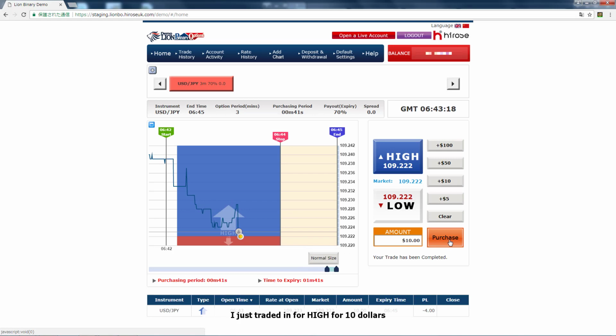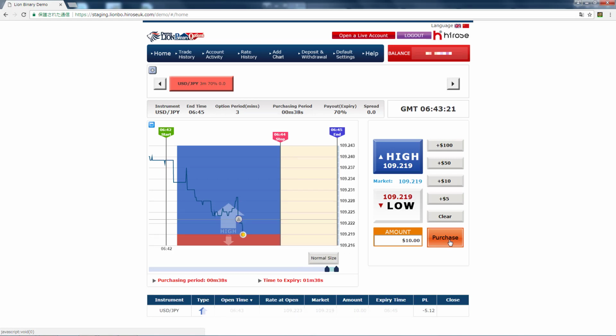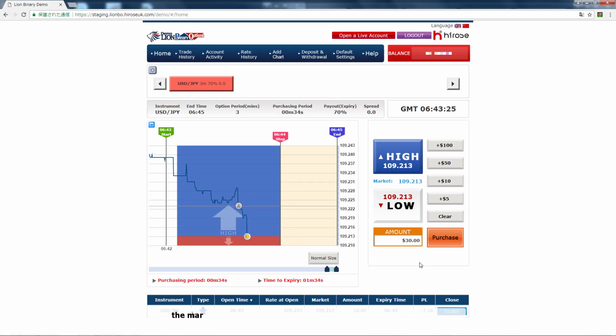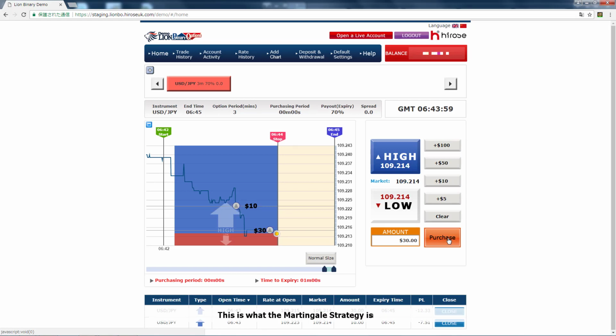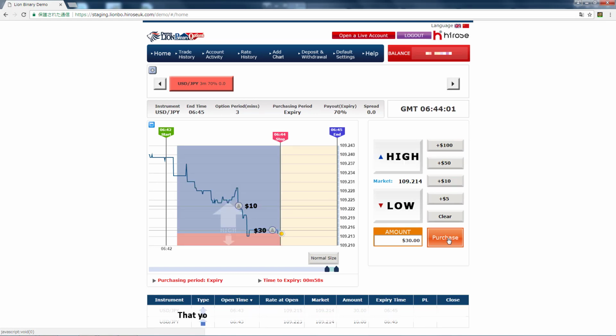I just traded high for $10, following the market direction this time. The market was going up, which is why I chose to purchase high. Now the market is going against me, so I will trade another high for $30. I made the second purchase just now. This is what the Martingale strategy is about: you will be making multiple purchases within a single trade.